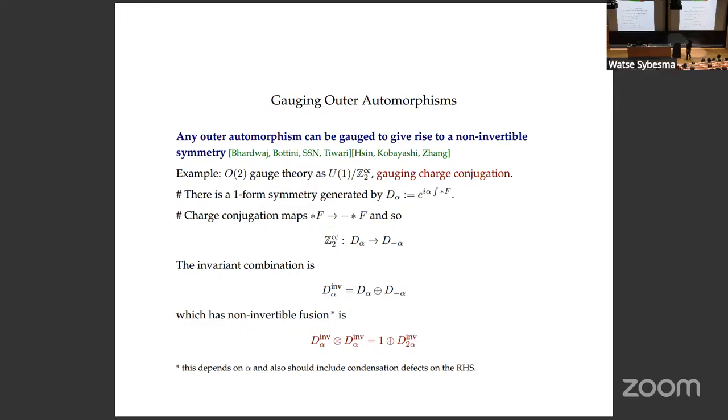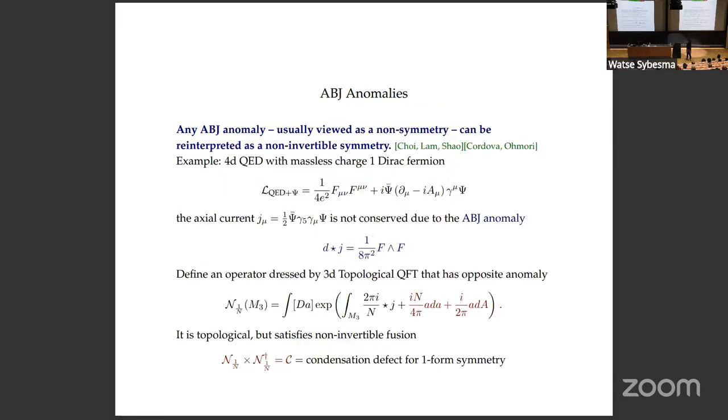I'm agnostic about the dimension here, but basically what charge conjugation does is it changes alpha to d minus alpha. So the invariant combination is a sum. And now, even naively, if you calculate the square of that, it'll be the sum of other terms. It's a little bit more subtle than that, but that's morally speaking what's happening. So whenever you have, for example, charge conjugation, you gauge it, you get a non-invertible symmetry.